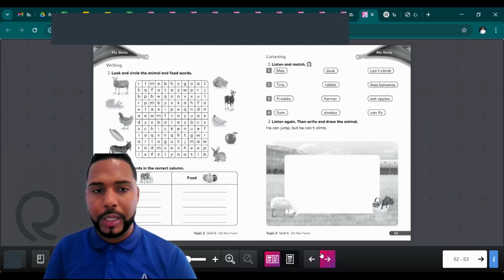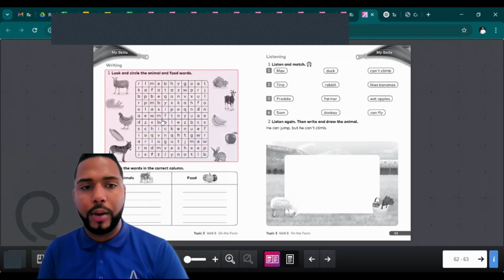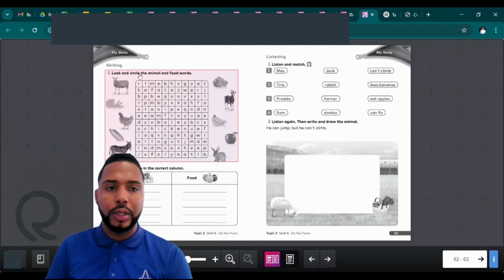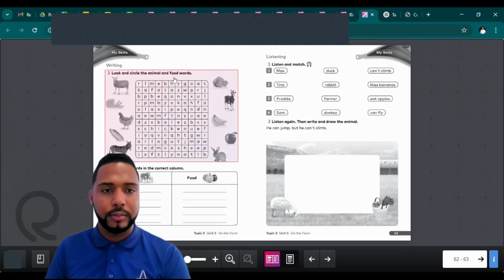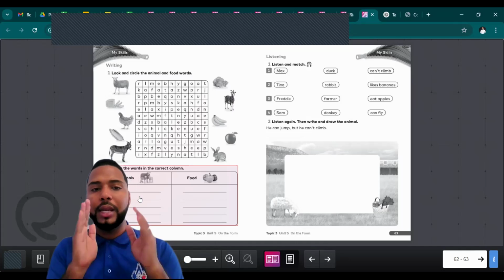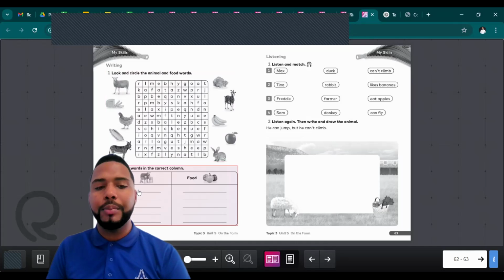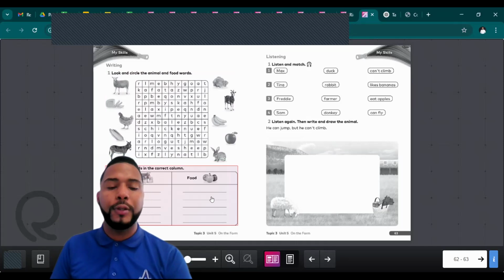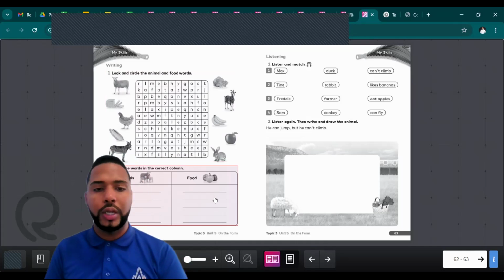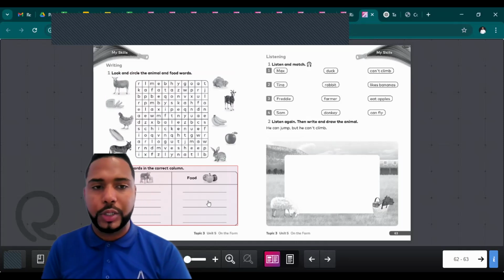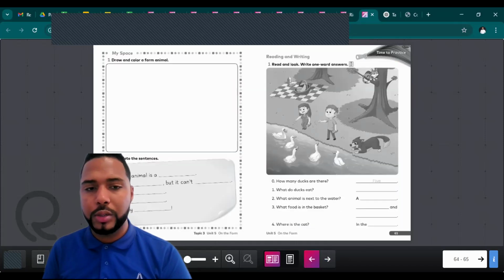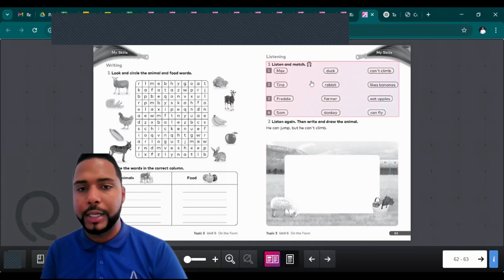On the next page, we have a word search. You need to look and circle the animals and the food. And here, you need to organize them. The animals you found in the word search, you need to write them in this column. And the food you found in the word search, you need to write down in this column too. Okay? Super easy. And on this page, you have just 2 listening exercises remaining.